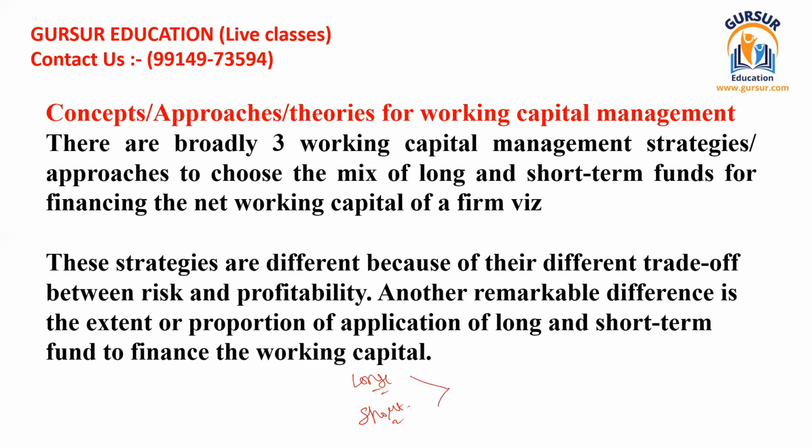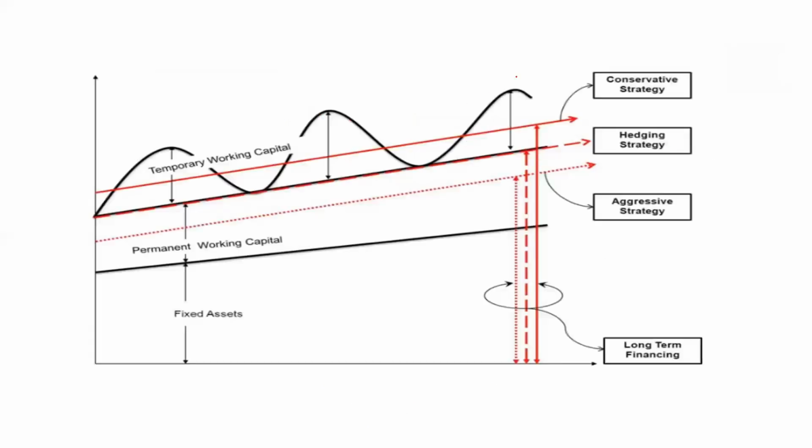You get the money from these and you apply this to working capital. So how much money from long term should be used and how much from short term? To answer this question, there are three different strategies or categories. The first is the conservative strategy, the second is the hedging strategy, the last one is the aggressive strategy. On the basis of that, you can easily find what should be the optimal level or value of your working capital from the different sources of finance. All these strategies I am going to explain right now.